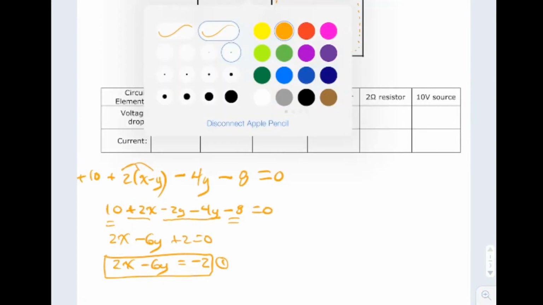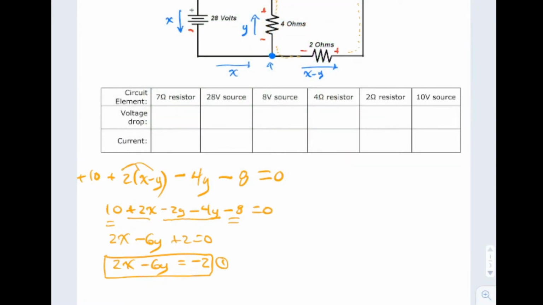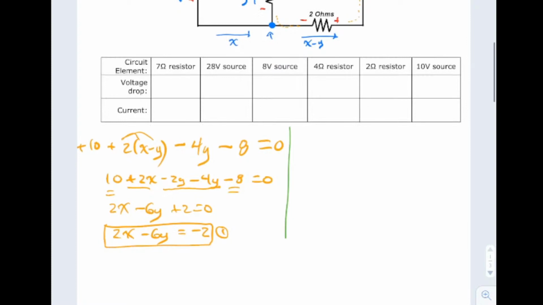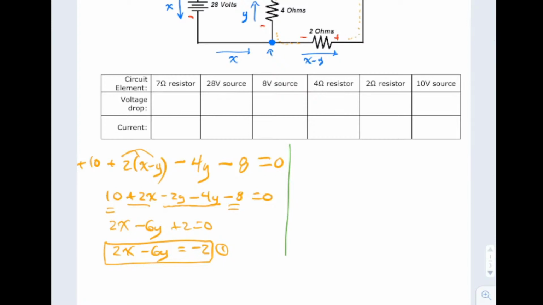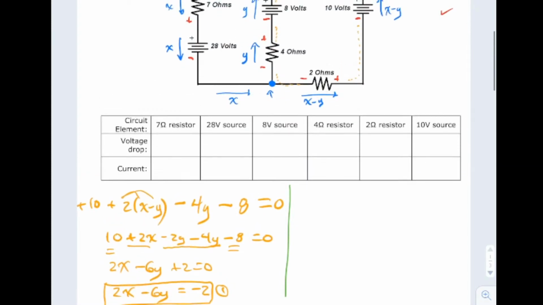All right, let's get a different color, do a different equation. Why do I need a different equation? Because that's got an x and a y. I can't solve for either one until I know what the other one is, right? So I need to walk around again. So now you see the point of the last homework, right? 2 equations, 2 unknowns. That's kind of what we're heading for here, folks.